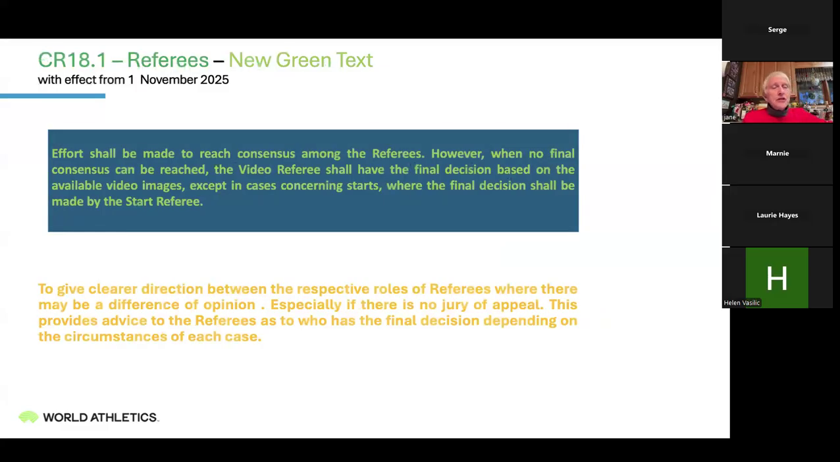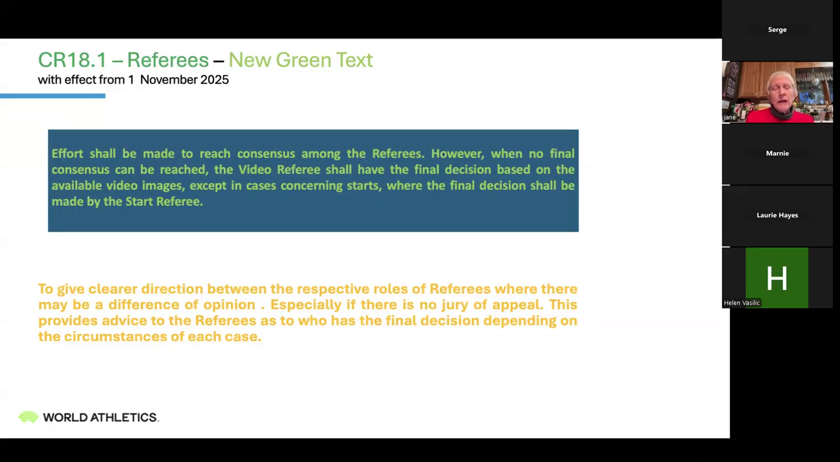The next one has to do with referees, and it is a clarification of if 2 referees are involved in a decision, who trumps who. So effort shall be made to reach consensus among the referees. However, when no final consensus can be reached, the video referee shall have the final decision based on the available video images, except in cases concerning starts, where the final decision shall be made by the starts referee.